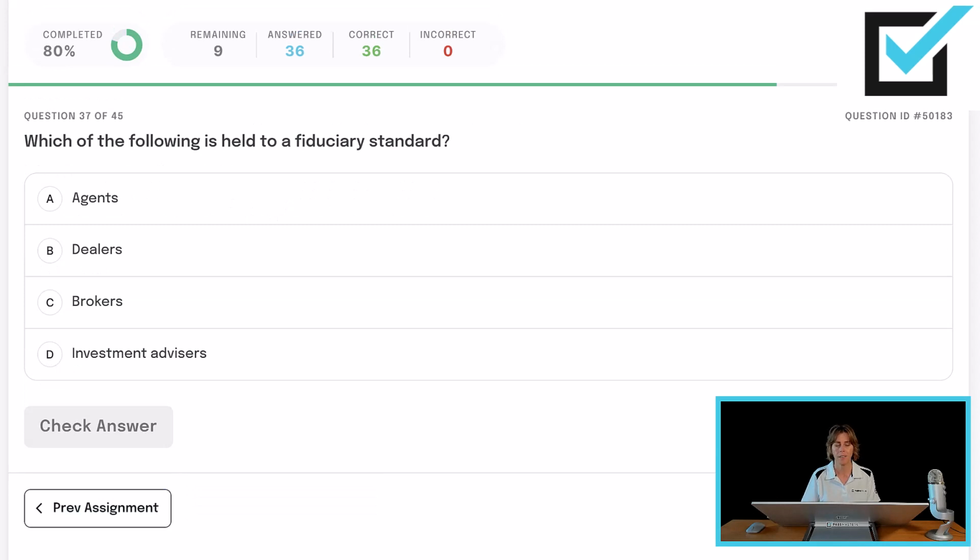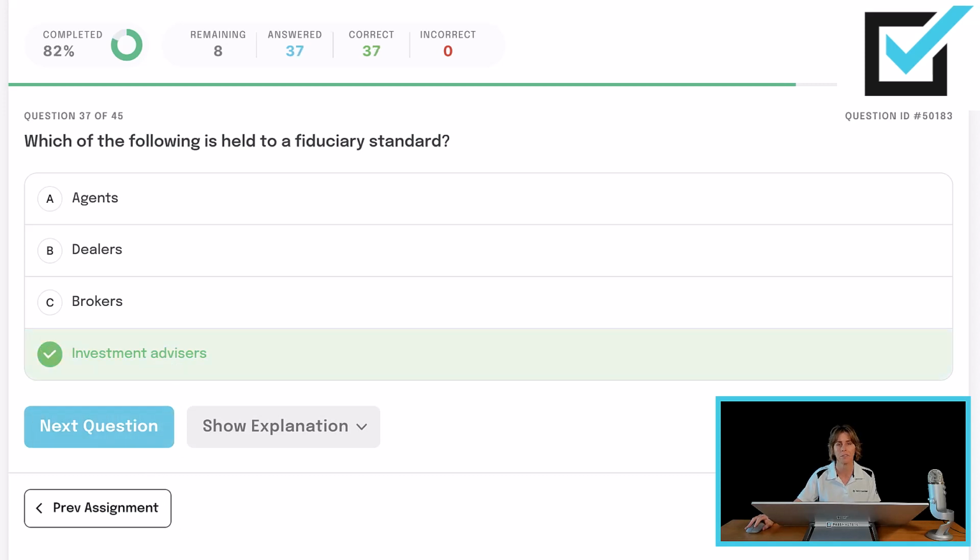Which of the following is held to a fiduciary standard? Agents, dealers, brokers, or investment advisors? It is the IA that has to follow fiduciary standards. Broker-dealers are held to a suitability requirement under FINRA rules.